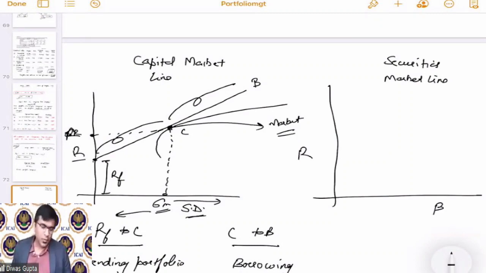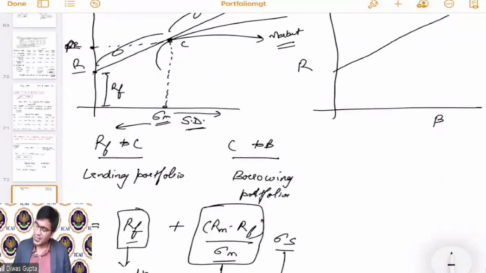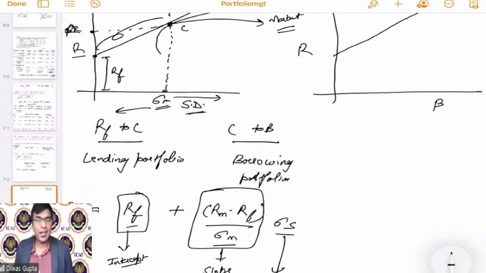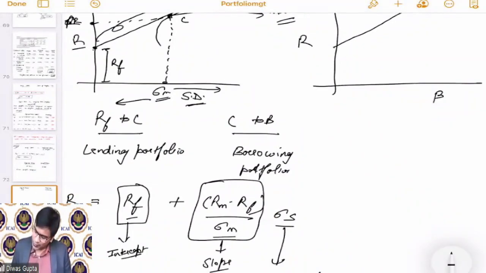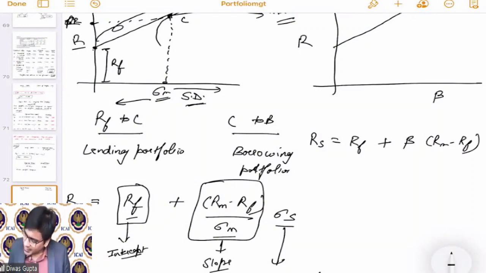Okay, now in this case also there is this kind of a line that will be formed. And what is the equation under CAPM that we have already studied, right? So that is return on security is equal to risk-free rate of return plus beta times (RM minus RF). This is beta of the security, right? If I divide this (RM minus RF) by beta of market, beta of market is always 1, correct? Can I divide by beta of market? Yes, because it is always 1.